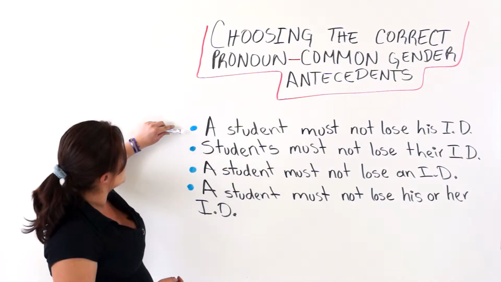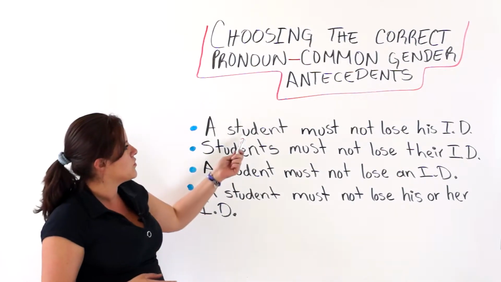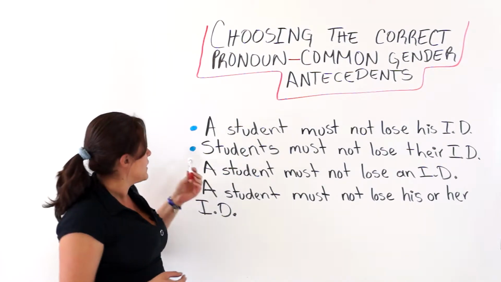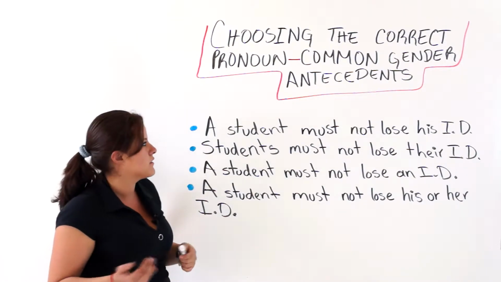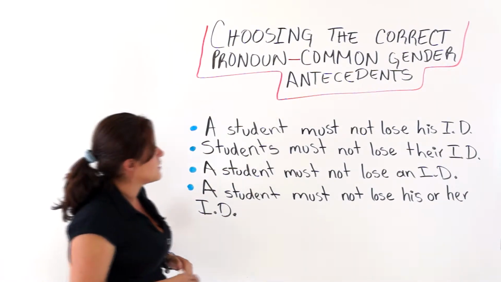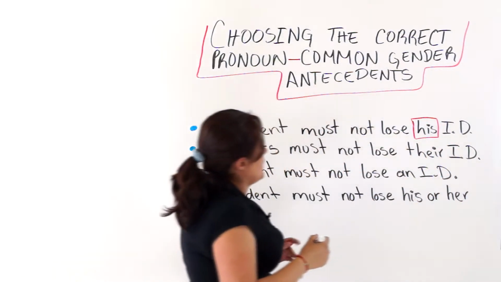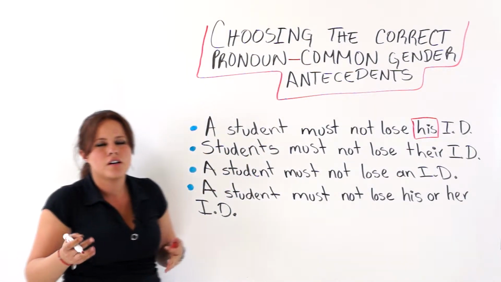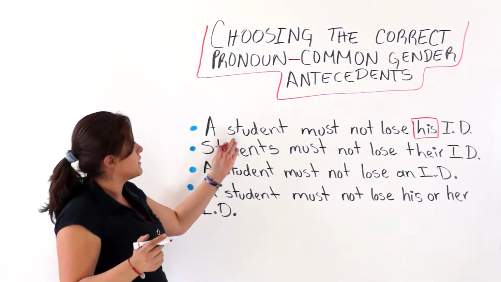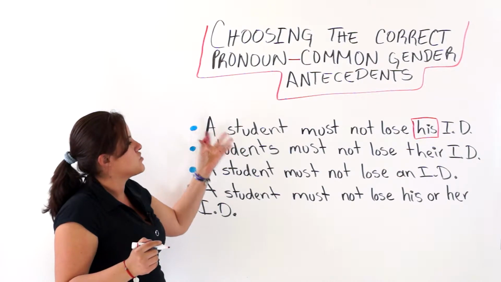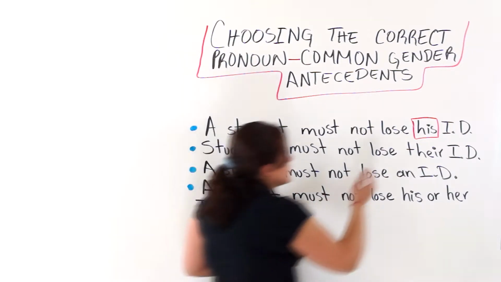So I have one example here of how you should not use a gender neutral word, and the following 3 points are how you could modify this. The first one says a student must not lose his ID. As you can see here, I am implying that a student is a masculine noun, but it is not. It is a gender neutral noun, not a masculine noun. So it is incorrect to use his.